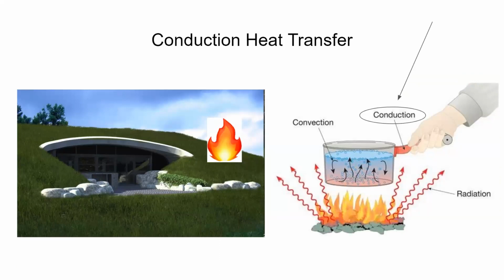Earth sheltering structures would only be exposed to the heat transfer of conduction, which is the weakest of the 3 heat transfer mechanisms. Conduction is the transfer of heat from more energetic to less energetic particles. In this earth structure example on the left, conduction would be the transfer of energy from the fire to the soil.